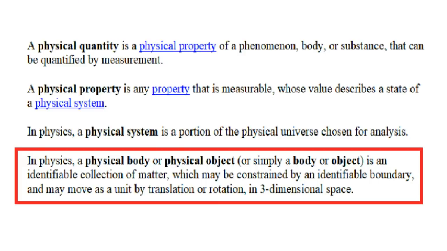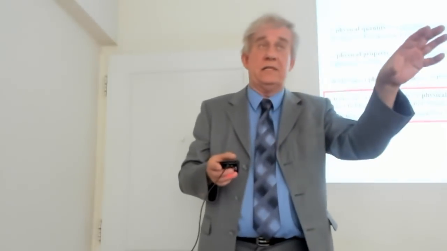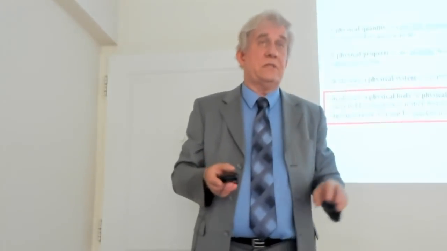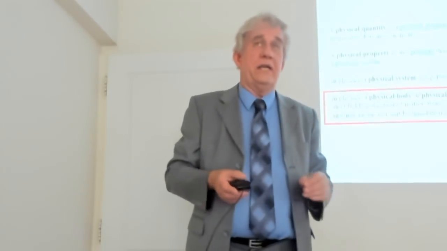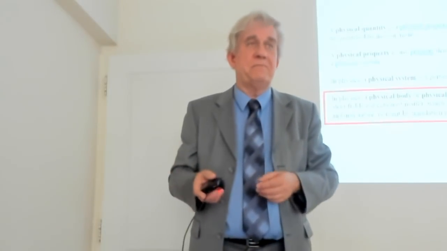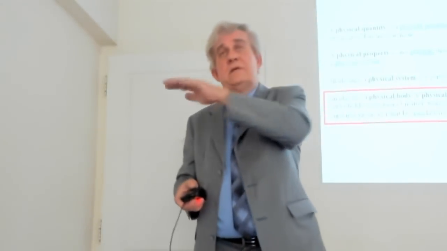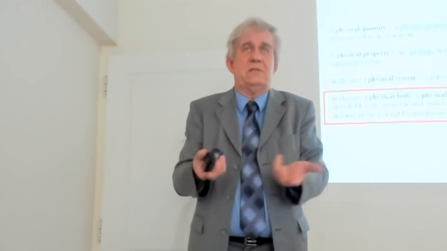In physics, a physical system is a portion of the physical universe chosen for analysis. So you take a chunk of the universe and you say, I'm going to analyze this, and that's going to be a physical system. What's in there? Physical quantities. What is a physical quantity? It's a physical property. Everybody understood perfectly? Okay, that's the way it works. It's just a bunch of words that they created. It doesn't really take you to the bottom of it.